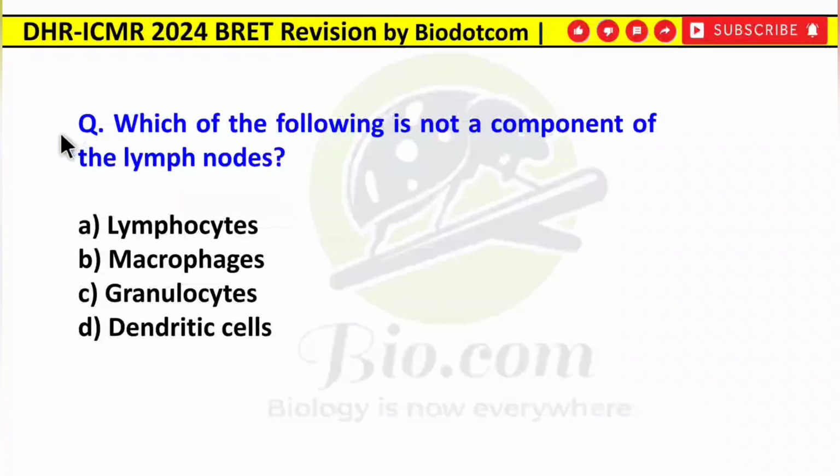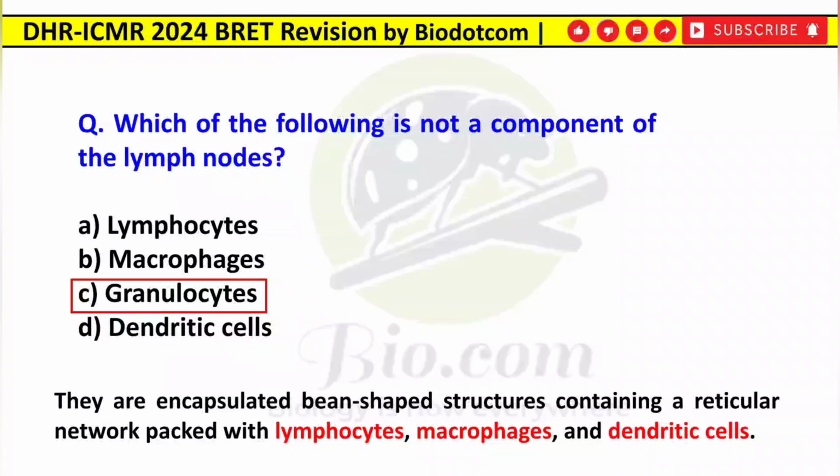Now the next question: which of the following is not a component of lymph nodes? Lymphocyte, macrophages, granulocyte, dendritic cell. Lymph node का component इनमें से कौन सा नहीं है? So the right answer for this question is granulocyte. यानी granulocyte part नहीं है lymph node का. lymph node में आपको lymphocyte मिलेगा, macrophages मिलेगा, dendritic cell मिलेगा, but ये नहीं मिलेगा. So this is the right answer.